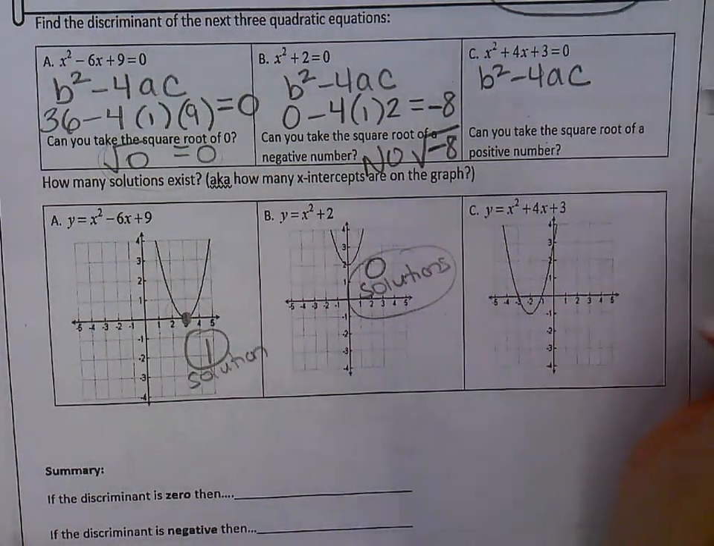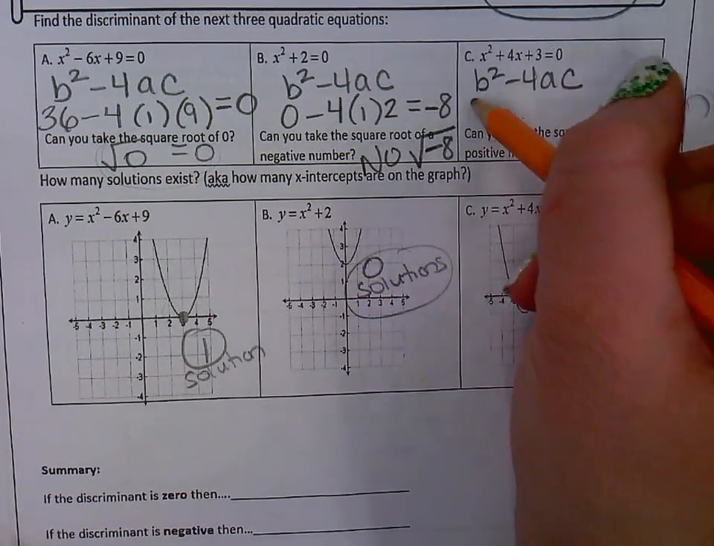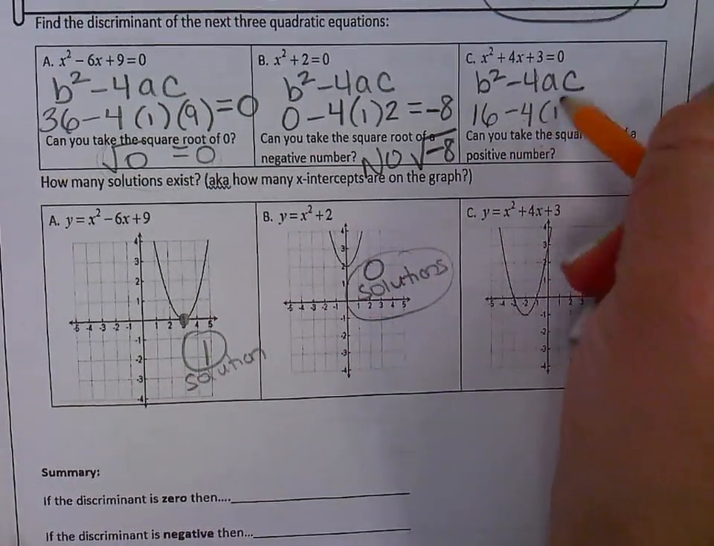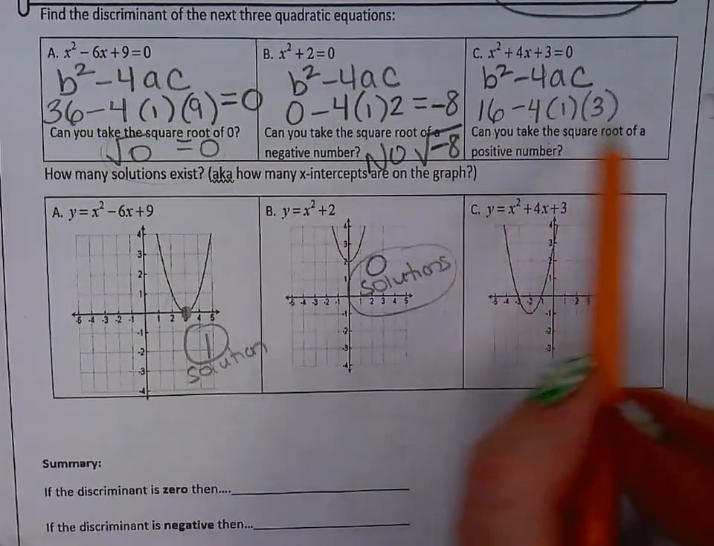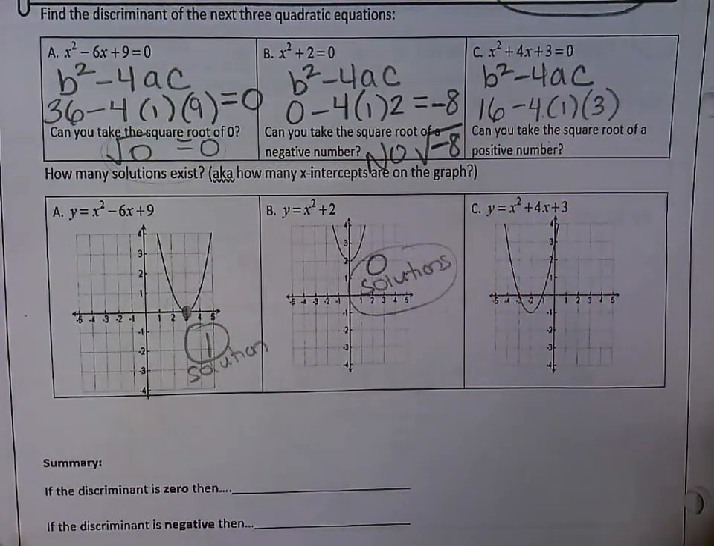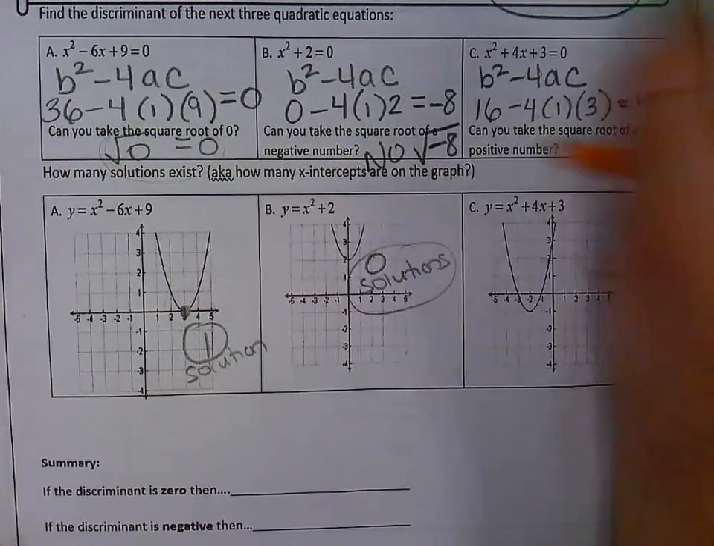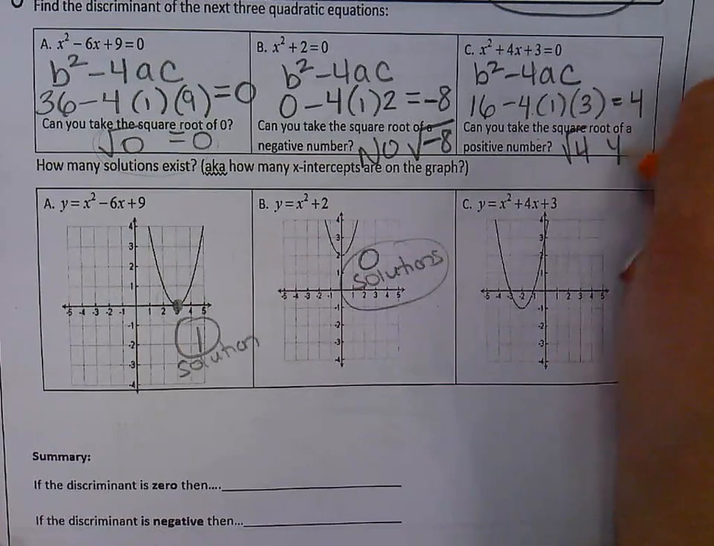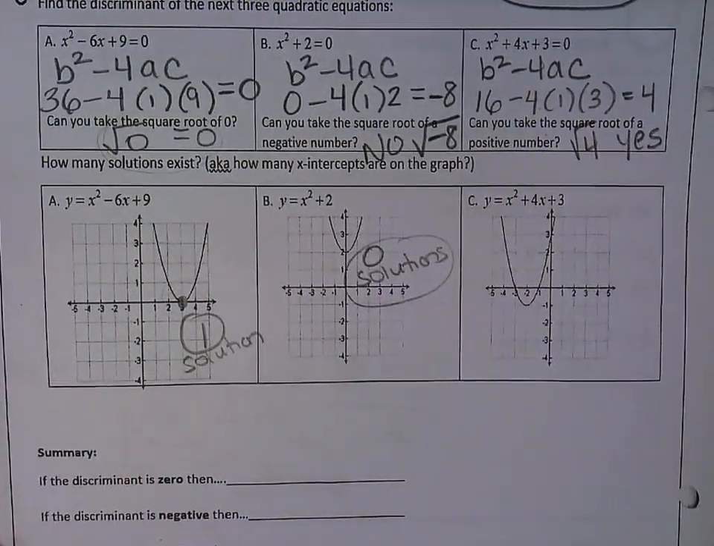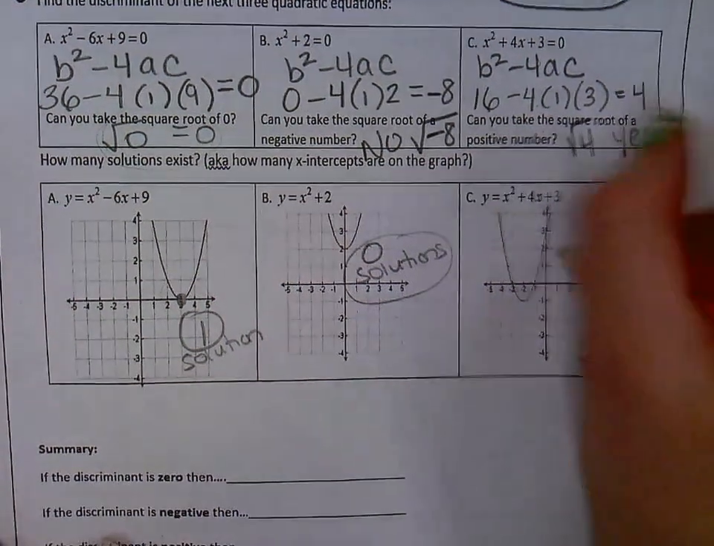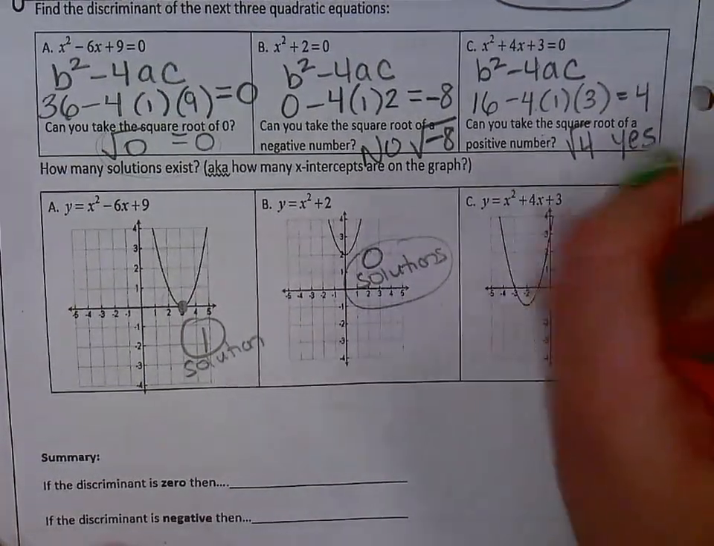Okay, so B squared, that's 4 squared, right? 4 times 4 is 16, minus 4 times 1 times 3. 4 times 3 is 12, so 16 minus 12. 4. Can you take the square root of a positive number? Yes. And think about your equation. Yep, it's going to be plus or minus the square root. When you take plus or minus 0, it doesn't do anything. But if you take plus or minus the square root of 4, you're adding 2 and you're subtracting 2, so it changes and you get 2 solutions. So if you notice on the graph, you have 2 solutions on your curve.